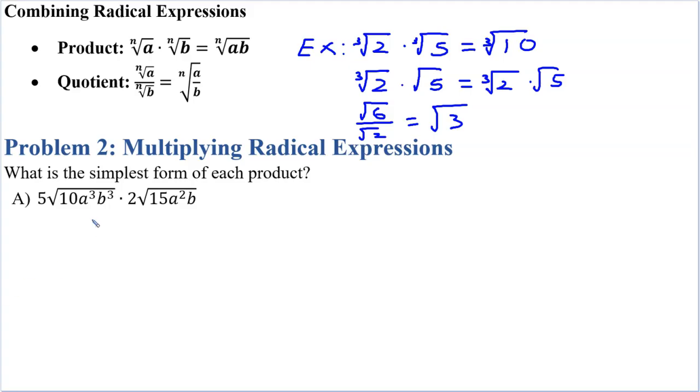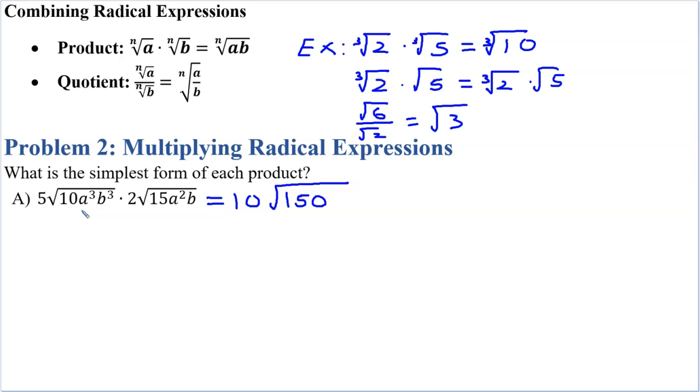Okay, what's the simplest form of each product? Here I've got one radical expression times another one. Okay, so what we'll do is, since these are both square roots here, the same type of index, I can combine these through multiplication. So the first thing I'm going to do is multiply whatever's on the outside. 5 times 2 is just a 10. All right, then times will have the square root of, same thing, 10 times 15 is going to be a 150.